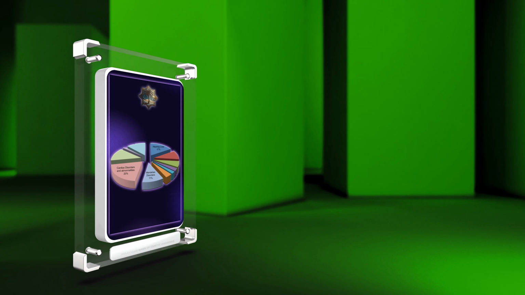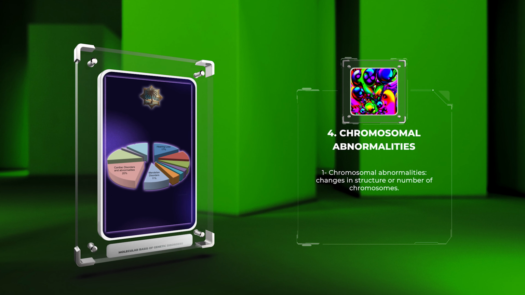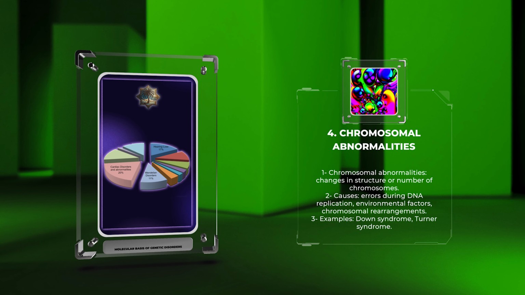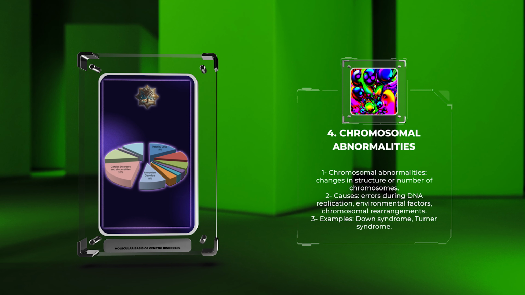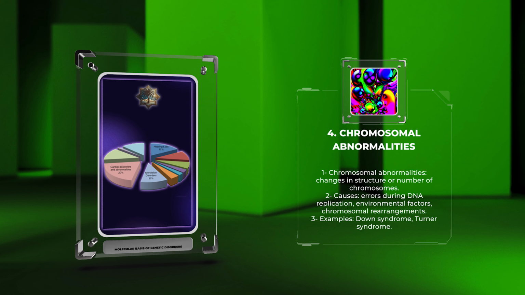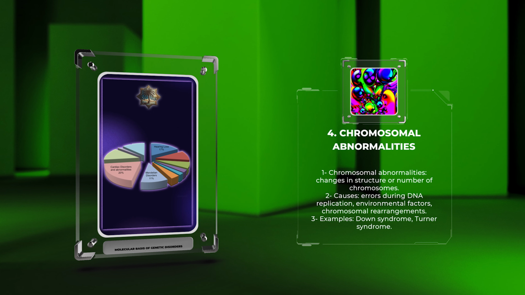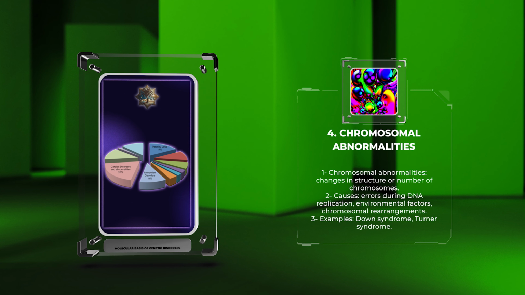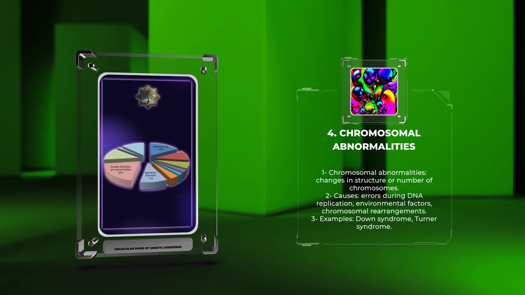Chromosomal abnormalities refer to changes in the structure or number of chromosomes. These alterations can occur due to errors during DNA replication, environmental factors, or chromosomal rearrangements. Examples of chromosomal abnormalities include Down syndrome, where individuals have an extra copy of chromosome 21, and Turner syndrome, which is characterized by the absence of one X chromosome in females.